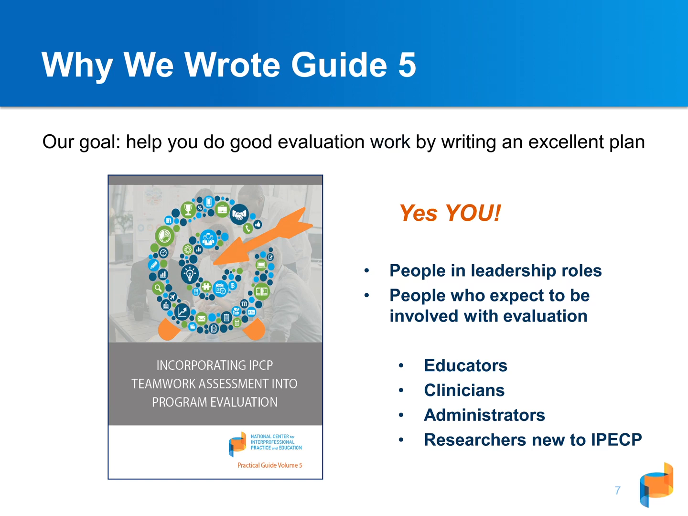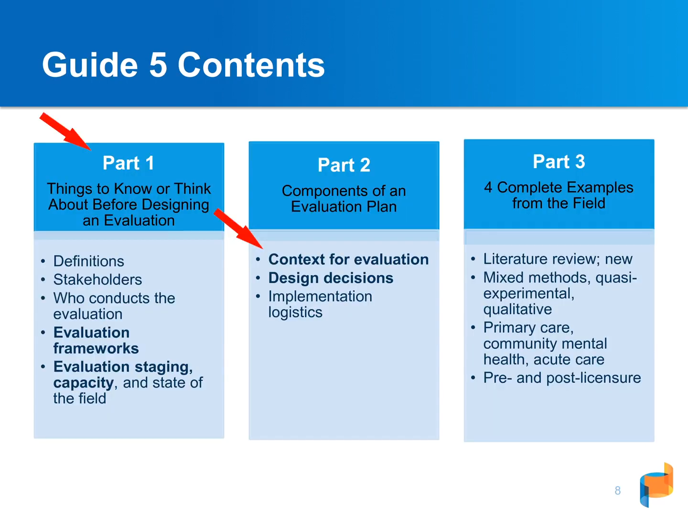So why did we write Guide 5? Our purpose in writing Guide 5 was to help you do good evaluation work by writing an excellent plan. And by you, we mean people with some level of accountability for the IPE program and or expect to have some involvement with the evaluation. The guide has 3 main parts, as shown on this slide. And today we're going to discuss some of the things you need to think about or know before designing an evaluation, as well as some principles of design work relating to evaluation context.